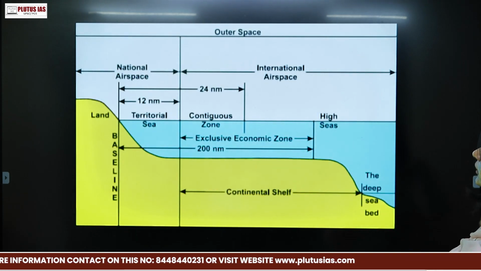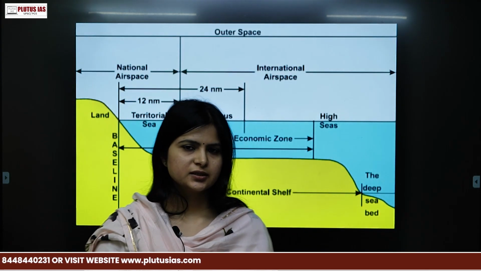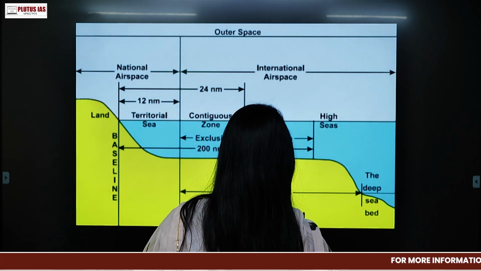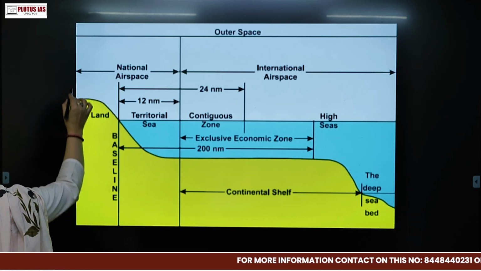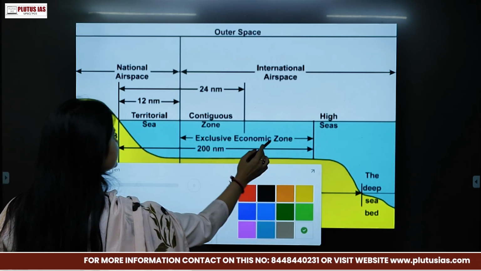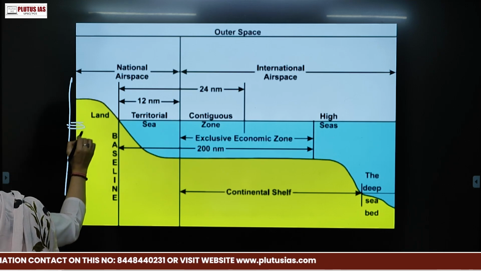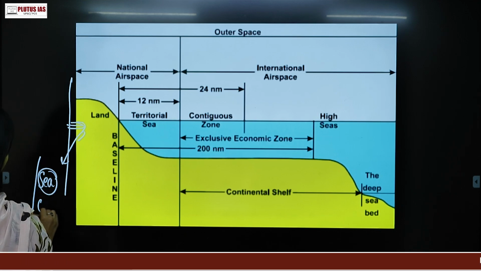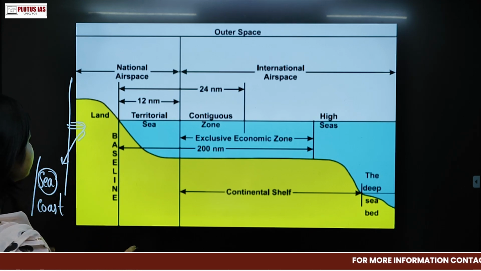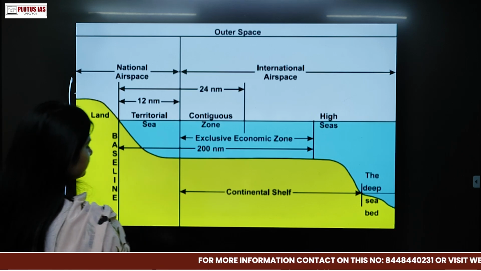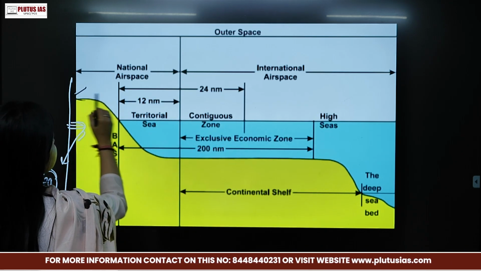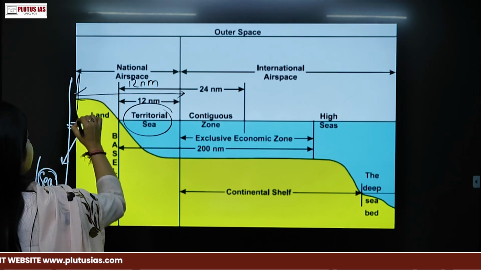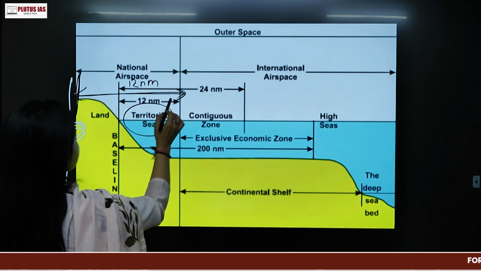Another important thing to focus on when UNCLOS is discussed is which zones represent what; only then will you be able to attempt that question. First, understand that we have the baseline. What is the baseline? It is the land, or you can say the sea just adjacent to the coast. Now from the baseline, the first zone is my territorial sea, which is how much? 12 nautical miles from this baseline, right? Then this is the territorial sea.